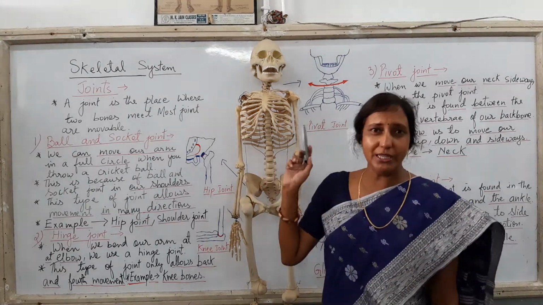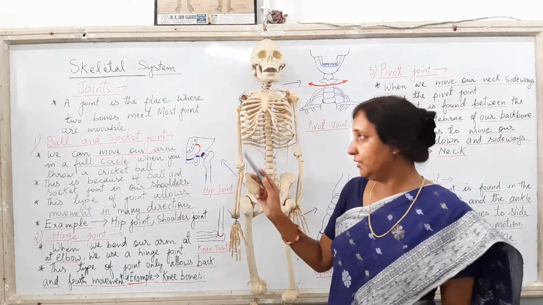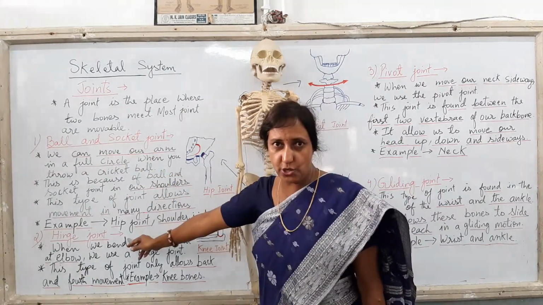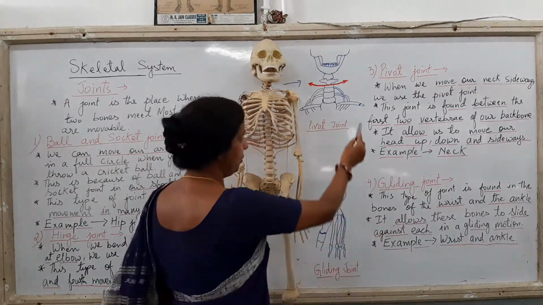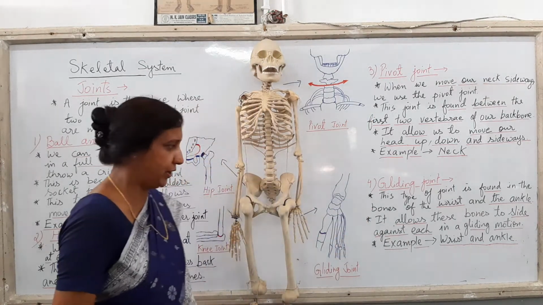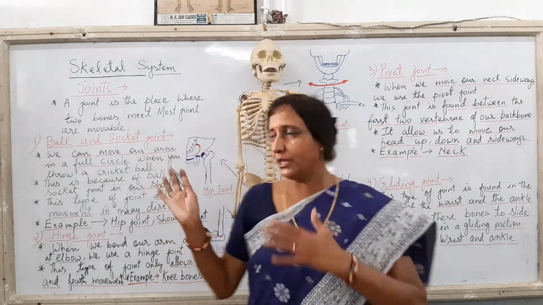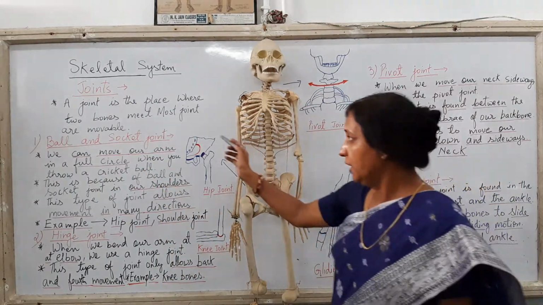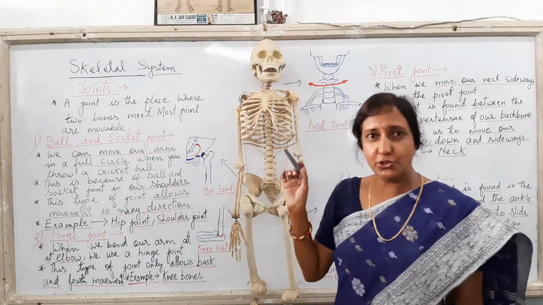For you to know the types of joints: children, first is the ball and socket joint. Second is the hinge joint. Third is the pivot joint. And the fourth one is the gliding joint. Just have a look at the board. I have drawn some of the joints for you, all four together. So let us know what a ball and socket joint is all about.